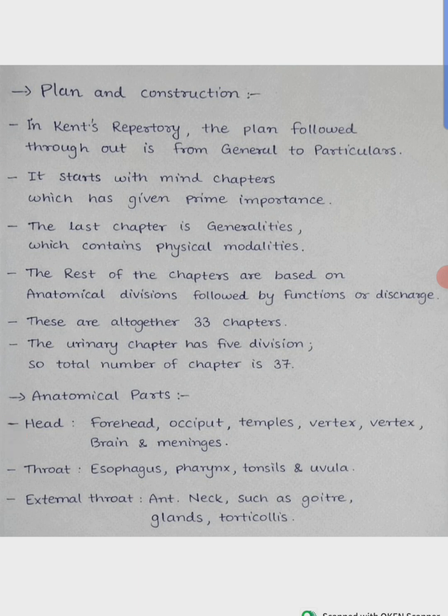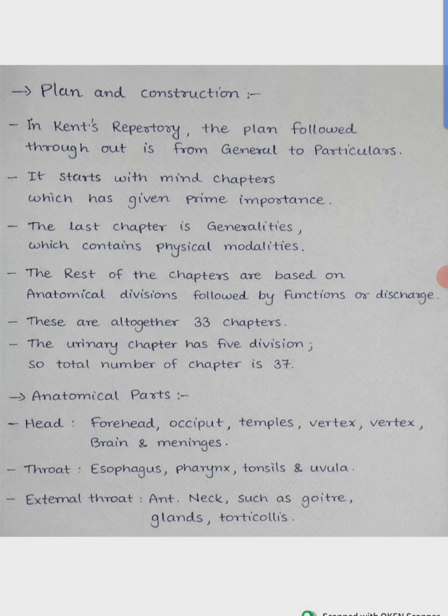Now, plan and construction. In Kent's repertory, the plan is followed throughout from general to particular. The chapters start with the mind, which has been given prime importance. The last chapter is generalities, which also contains physical modalities. The rest of the chapters are based on anatomical divisions followed by functions or discharges. These are altogether 33 chapters. The urinary chapter has 5 divisions, so the total number of chapters is 37.